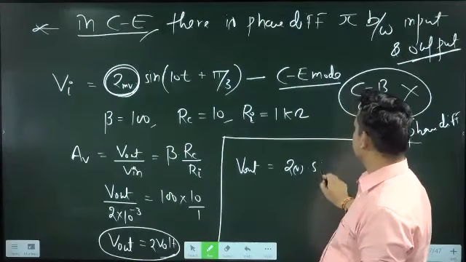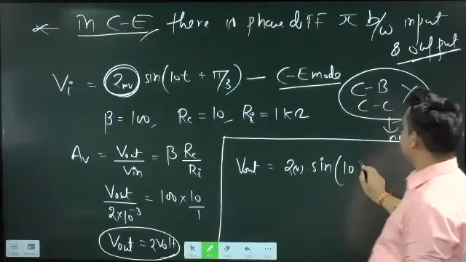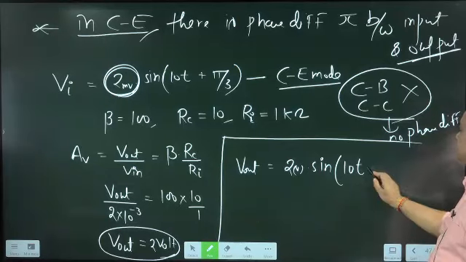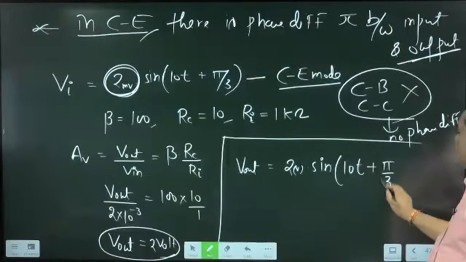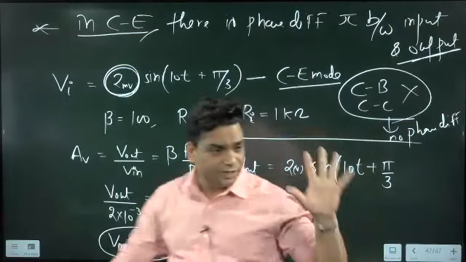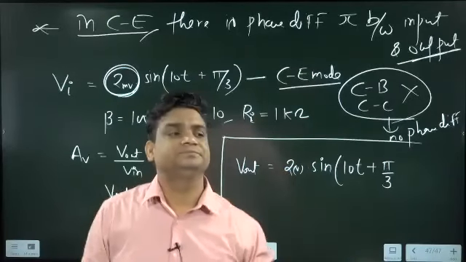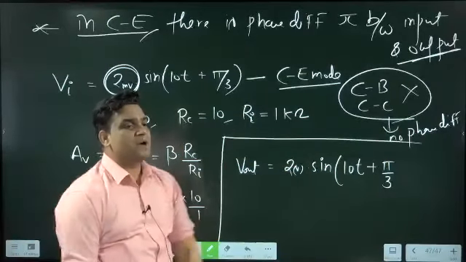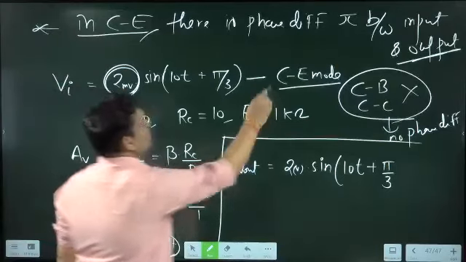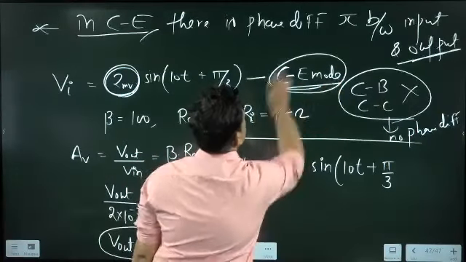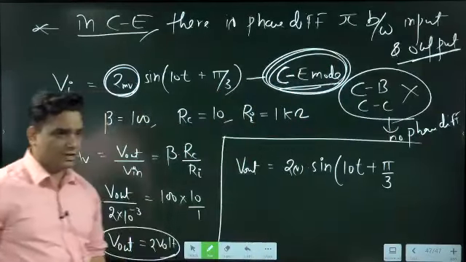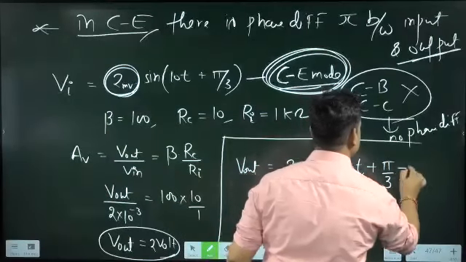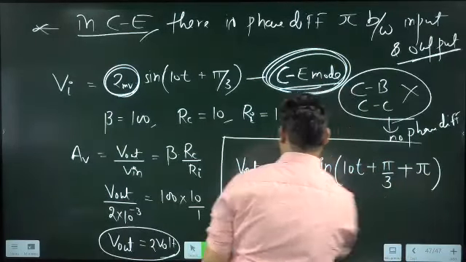2 volt into sine. Other things will not be changed. 20 will remain as 20, and sine will remain as sine t plus pi by 3. Do I have to add pi or not? In this one, yes, I have to add pi. Why? Because this is the common emitter mode. So I have to add plus pi, and this is your answer.